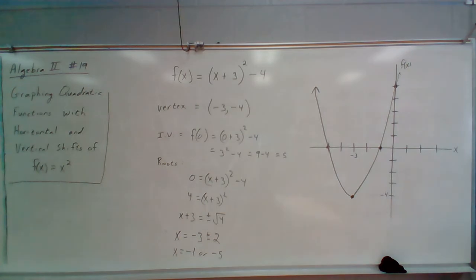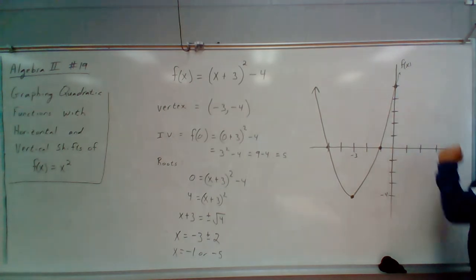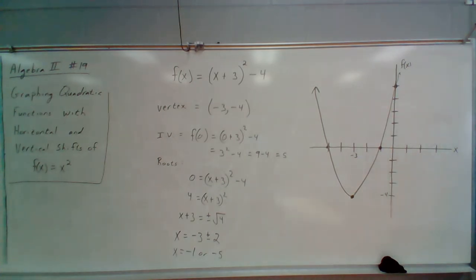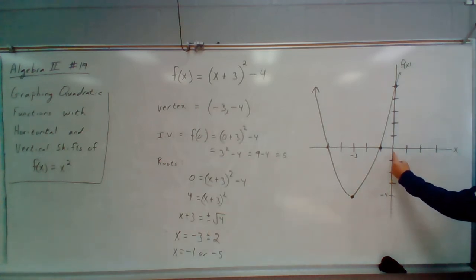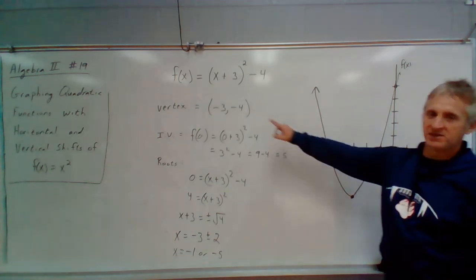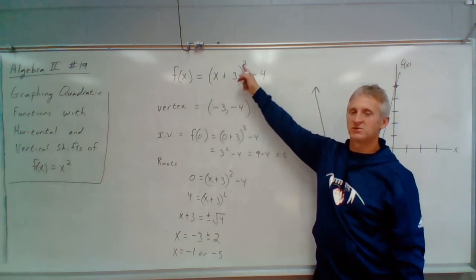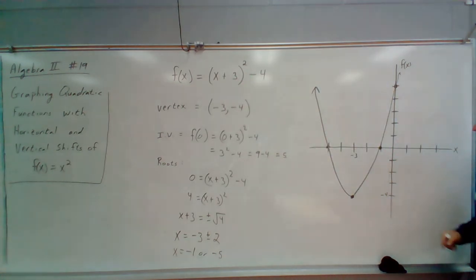Anytime we graph a parabola, I'm always going to expect you to find the vertex, the roots, and the initial value. Let's plot some other points just to see if we are on the right track. So let's plug in negative 1 to the function, make sure we get a 0. If I put in negative 1 plus 3 is 2. 2 squared is 4. 4 minus 4 is 0, so that's right.